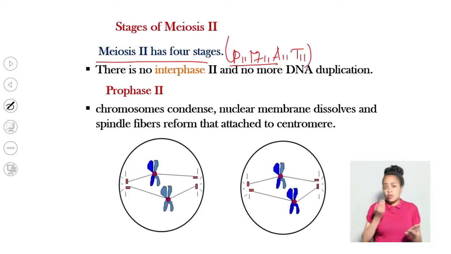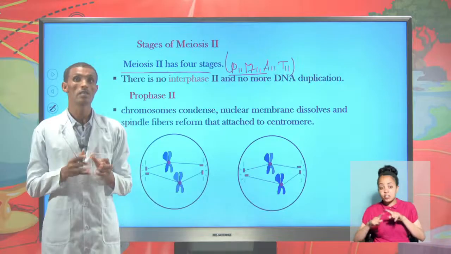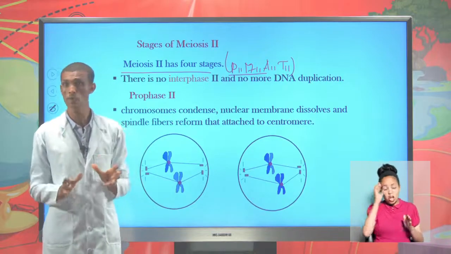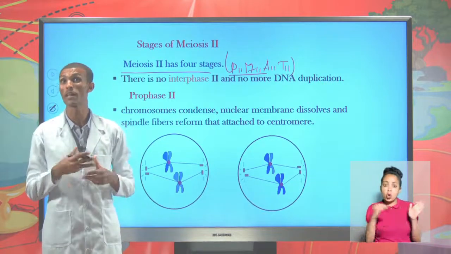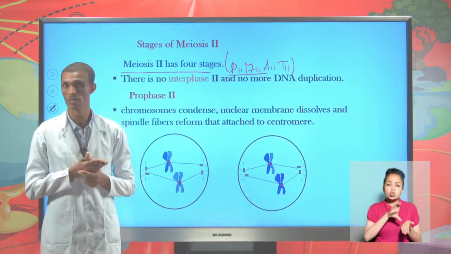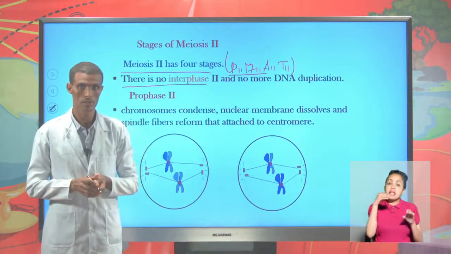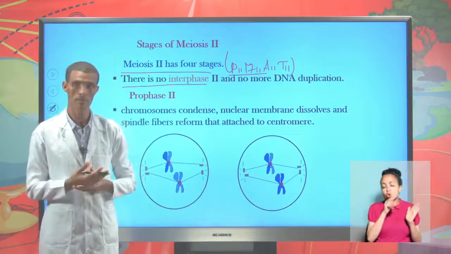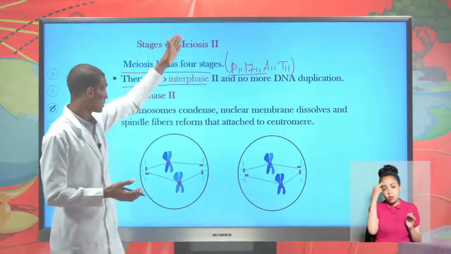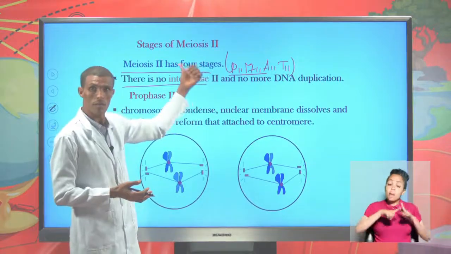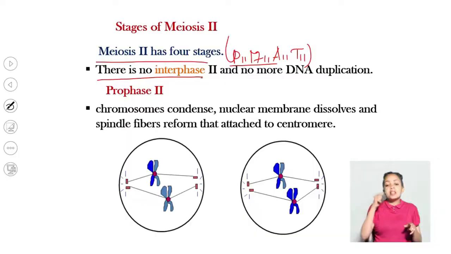Before meiosis cell division began, the original chromosome must be copied, and the copies are held together by the centromere during meiosis I. But here, there is no more interphase, which means there is no copying, because meiosis II begins from the daughter cells produced during telophase I, which progress to prophase II. And there is no copy or duplication here.